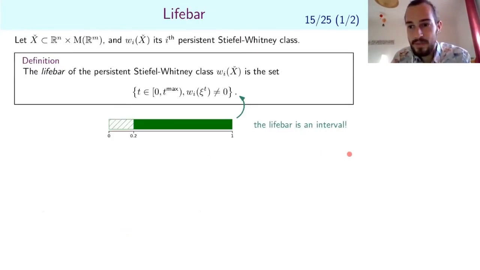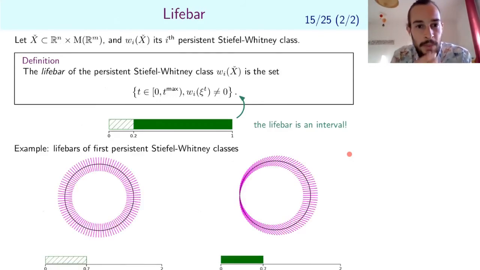Okay, so we were dealing with life bars. The life bar is the set of values of T such that the Stiefel-Whitney class is non-zero. I give two simple examples. I cannot represent the set X-check, because X-check is a subset of a high-dimensional space. So I just represent X and the vector spaces above it. If you compute the persistent Stiefel-Whitney class of the normal bundle of the unit circle in the plane, its life bar looks like that.